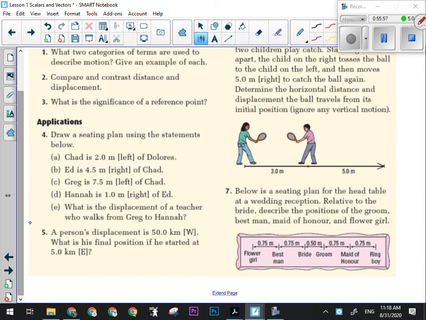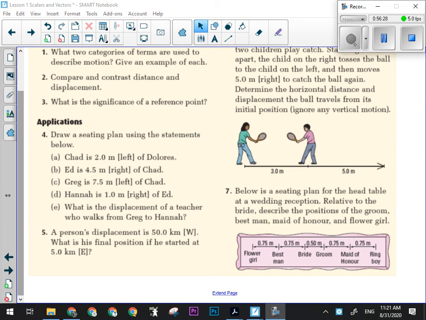I want you to try number 4. Number 4 is going to illustrate the importance of a reference point. They want you to draw the seating plan, given just this information. Chad is 2 meters left of Dolores. Ed is 4.5 meters right of Chad. Greg is 7.5 meters left of Chad. Hannah's 1 meter right of Ed. What's the displacement of a teacher who walks from Greg to Hannah? I'll give you a minute or two on that.